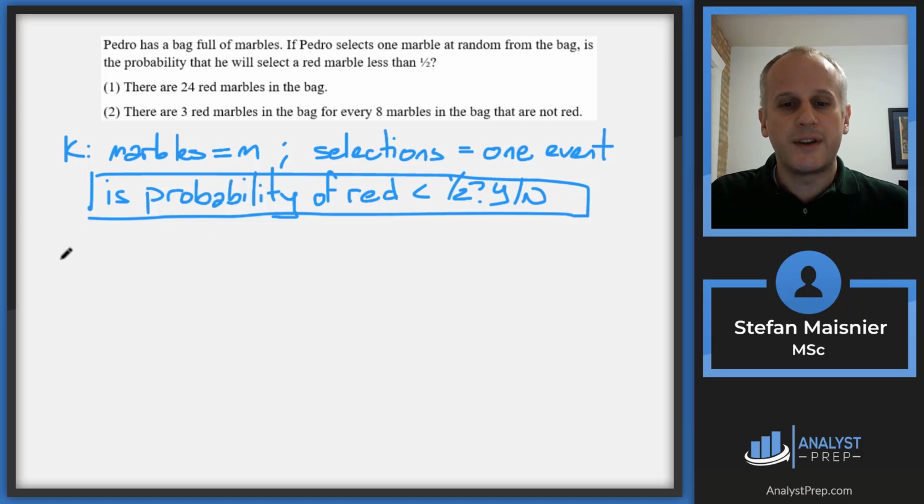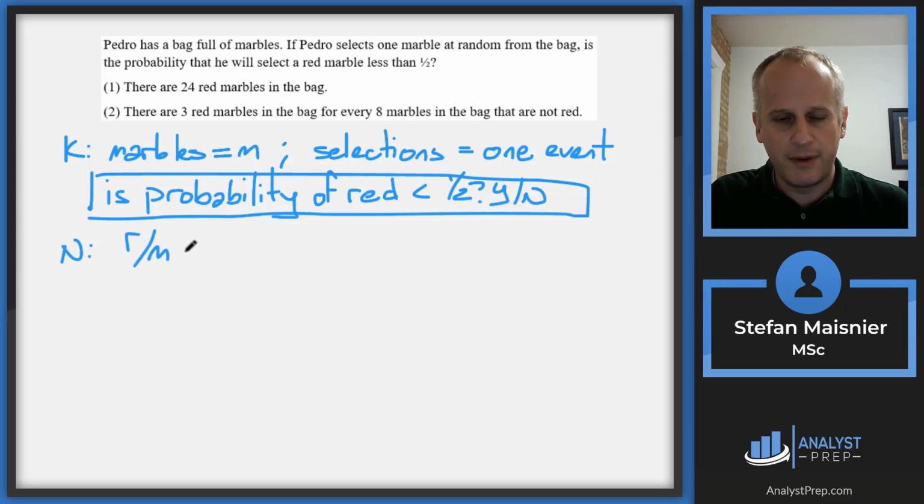Then we've got to consider what we need. And from that definition of probability that we talked about earlier in this lesson, what we really need to know in order to determine if the probability of selecting a red is less than 1/2 is basically if R out of M is less than 1/2.